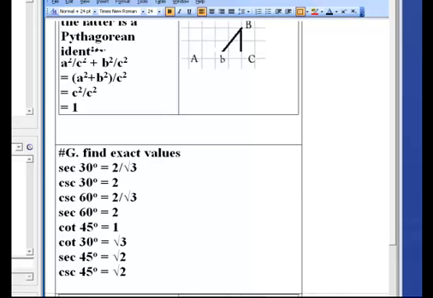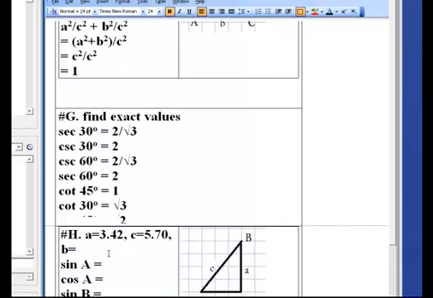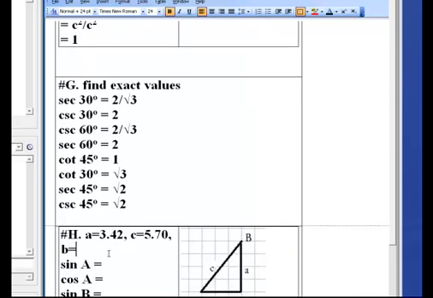It says, refer to the right triangle ABC, where C equals 90 degrees. Use a calculator to find sine A, cosine A, sine B, and cosine B. So with the Pythagorean here, A equals 3.42, C equals 5.70, and I'm figuring out B. So I'm going to take on my calculator 5.70. I think I'll open my graphing calculator, so keep those numbers in mind.